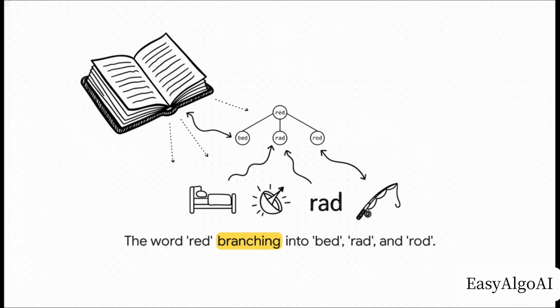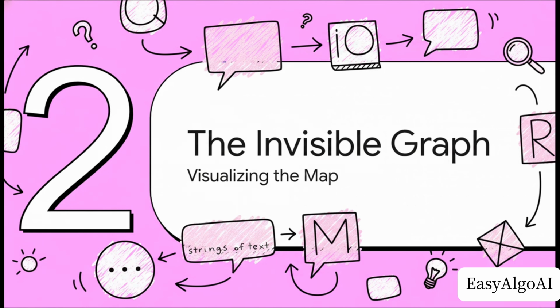Just look at how our starting position is framed. Because each transformation can only alter one single letter at a time, the word red can only initially branch out into a few valid options. If you check our dictionary, changing the first letter gives us bed, changing the middle gives us rad, and changing the last, that gives us rod. These are the immediate neighbors of our starting word.